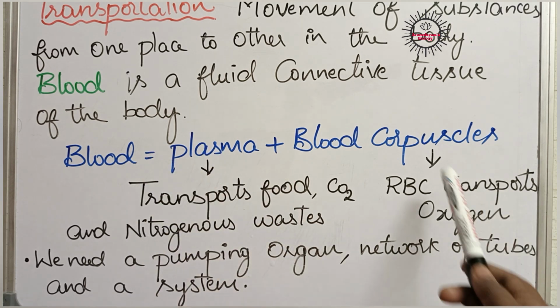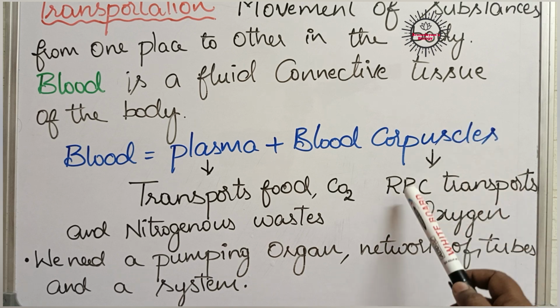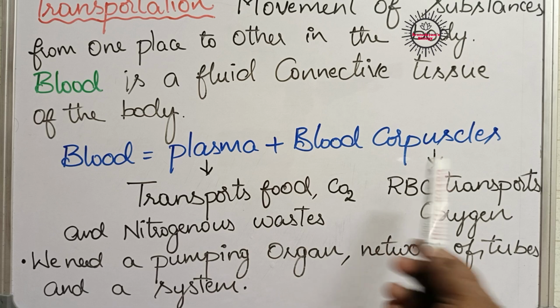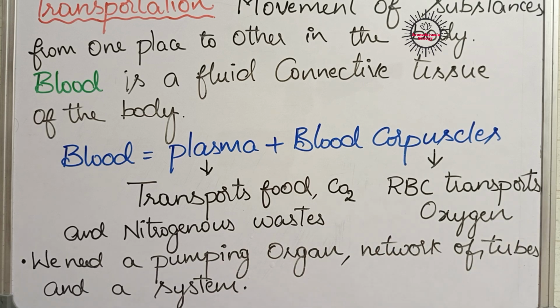And coming to blood corpuscles, especially red blood cells help in the transportation of oxygen. We already know that red blood cells contain a red color pigment called hemoglobin, isn't it? Hemoglobin has very high affinity for oxygen. So red blood cells help in the transportation of oxygen, whereas white blood cells help in giving immunity to our body, and blood platelets help in the clotting of blood during injuries. So that is the function of these components of blood.